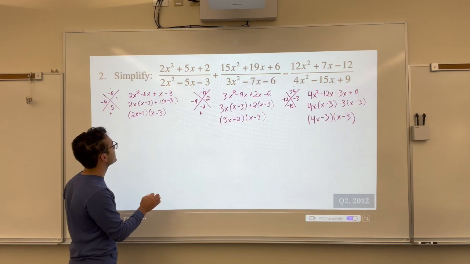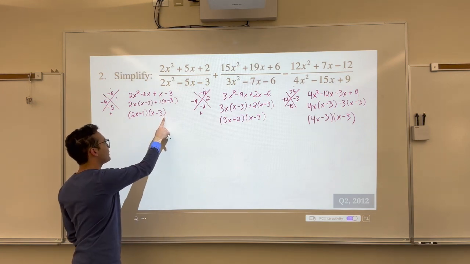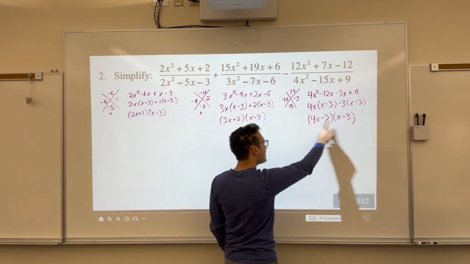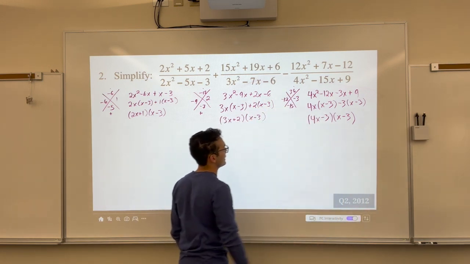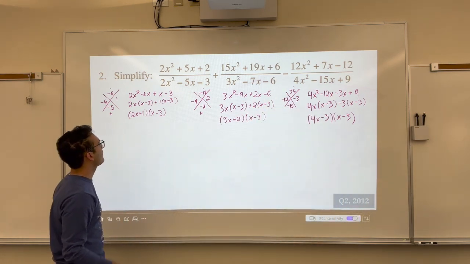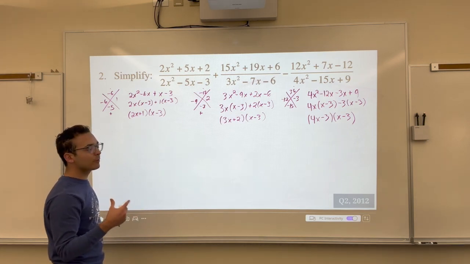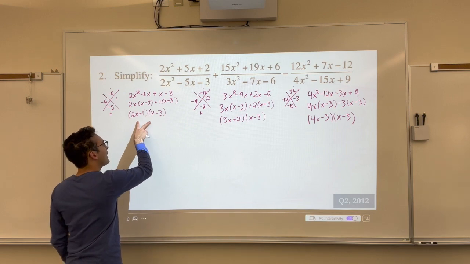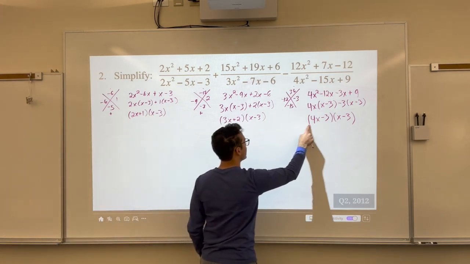However, what do we notice? This denominator has a factor of x minus 3, this denominator has a factor of x minus 3, and this denominator has a factor of x minus 3. Now, our first thought might be, well, in order to get a common denominator, we're going to need to multiply this one by 3x plus 2 and 4x minus 3.